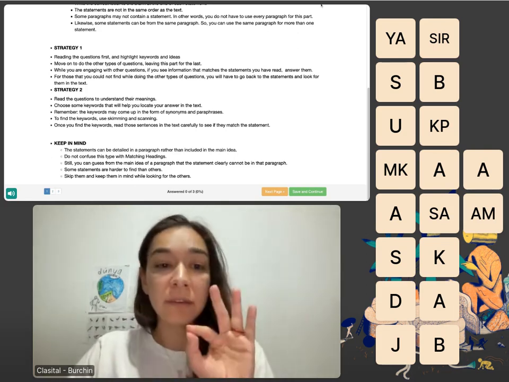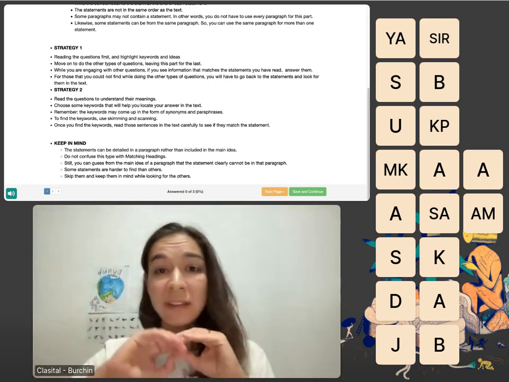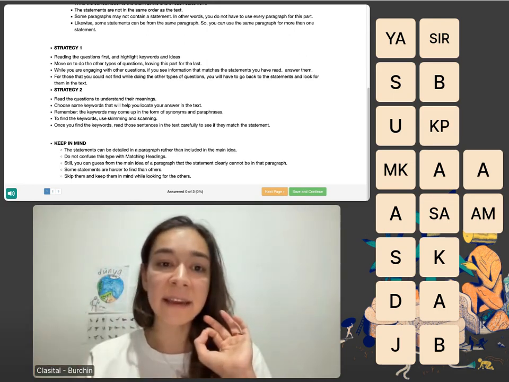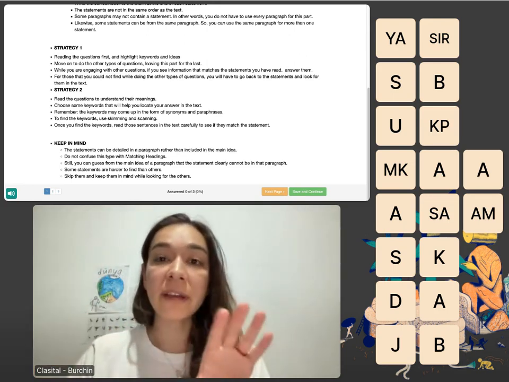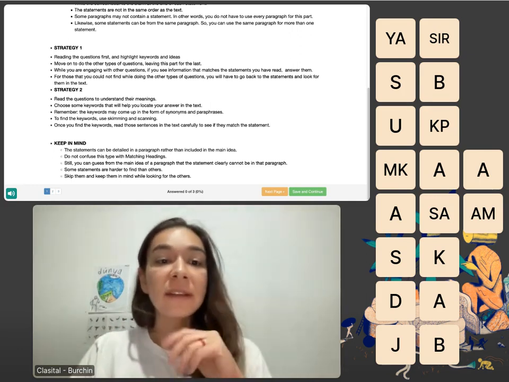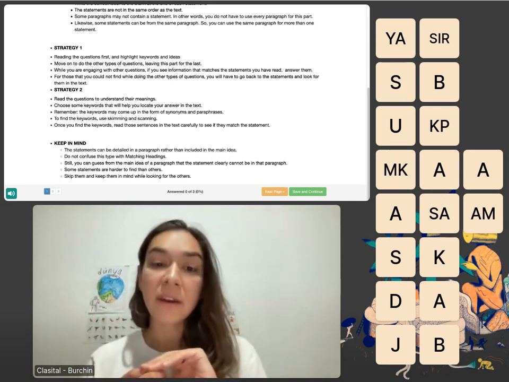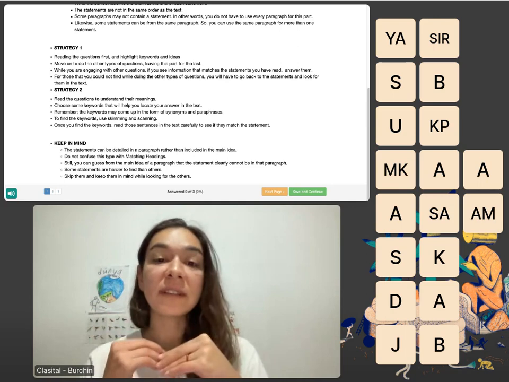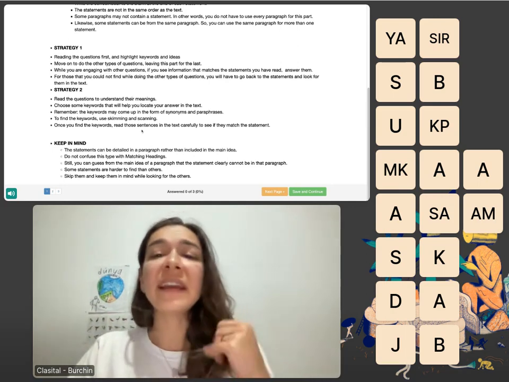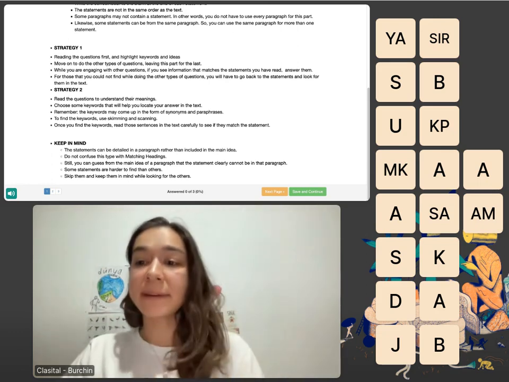Always look for keywords. Do not read the whole passage. Use skimming and scanning. Use the keywords to find your information. And once you find the keywords, read those sentences carefully, not the whole text, to see if they match the statement. It will be clearer when we look at the questions together.